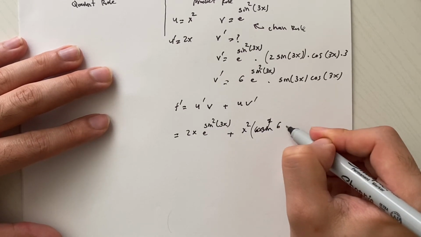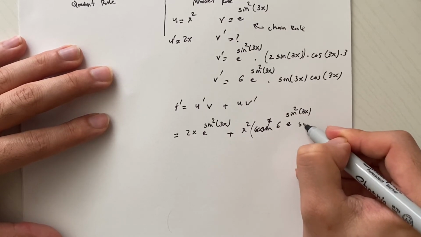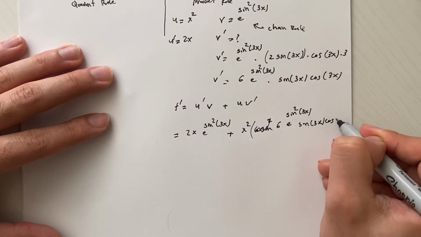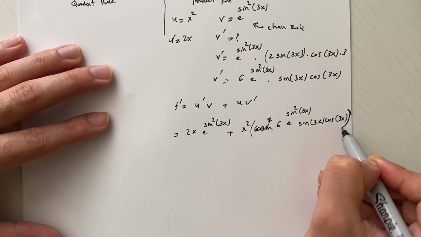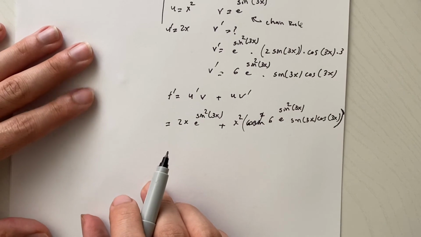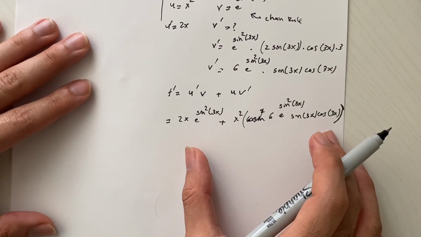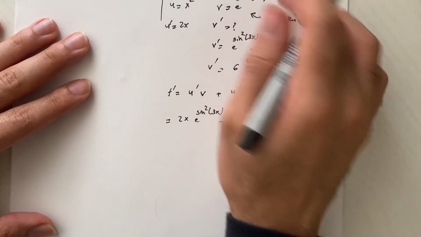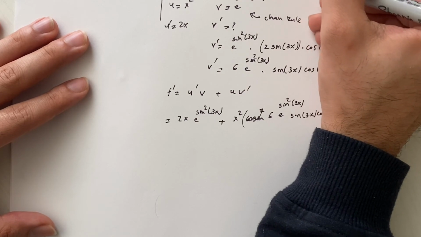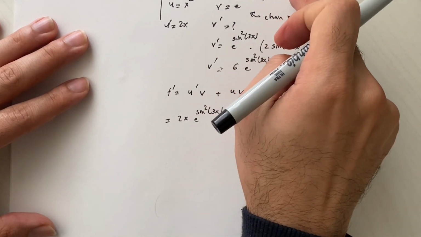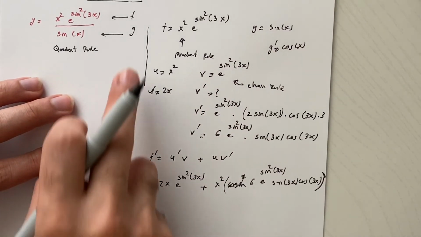That's going to be again 6e to the sine squared of 3x, multiplied by sine 3x, multiplied by cosine of 3x. This is the whole term for f prime. So now what we did is we found f prime. Now what I'm gonna do is find g prime. Remember, g is the sine function, so the derivative is gonna be just cosine of x.